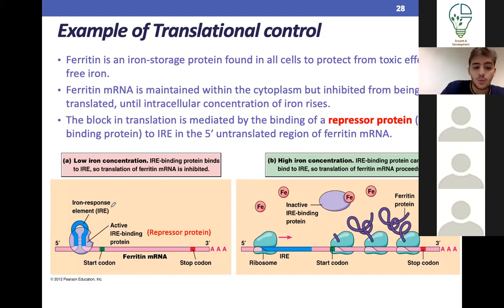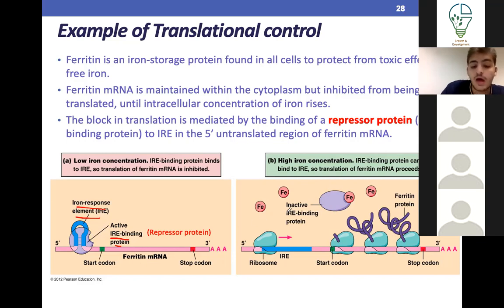Usually the ferritin mRNA is found in the cytoplasm, but it's bound to the IRE binding protein. You have this part, which is called an iron response element, a sequence of the mRNA. Let's call this part X, for instance. Now you have an X binding protein. Does that make sense? When the X binding protein is bound to X, you don't get translation of the mRNA.